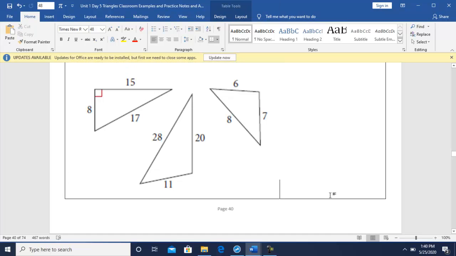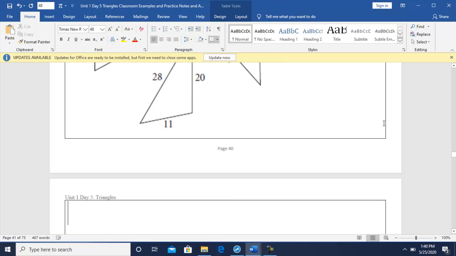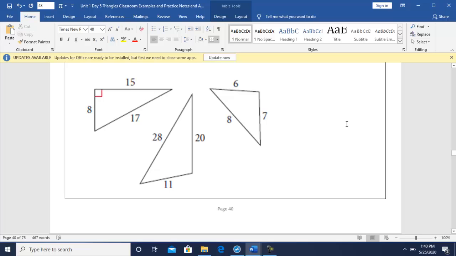Second one, here we have three triangles. Notice that all three sides are different lengths. Like this is 8, 15, 17. This is 11, 20, and 28. All three numbers are different. Here's 6, 7, and 8.